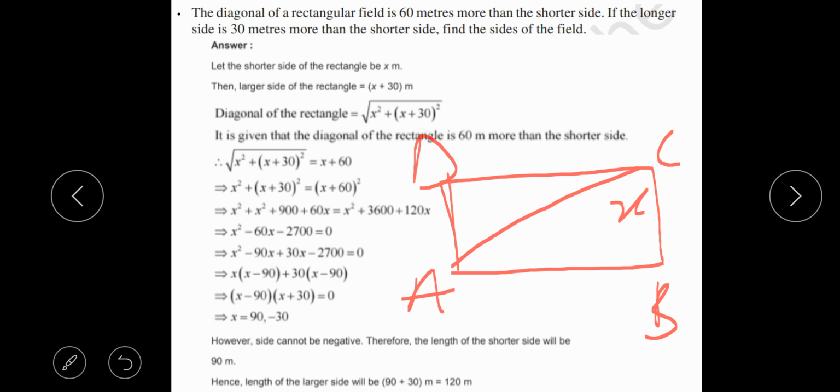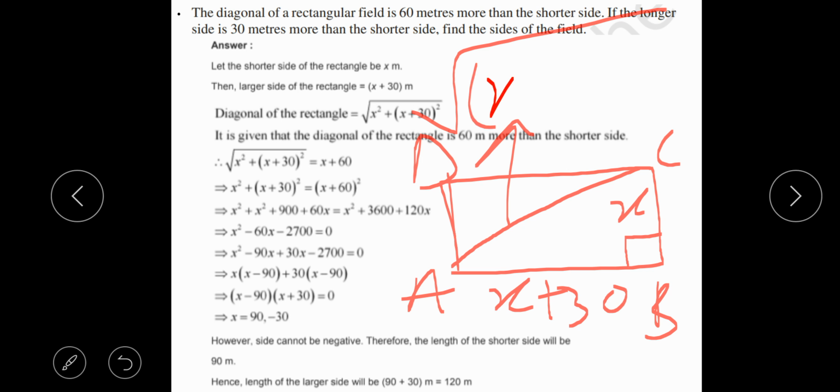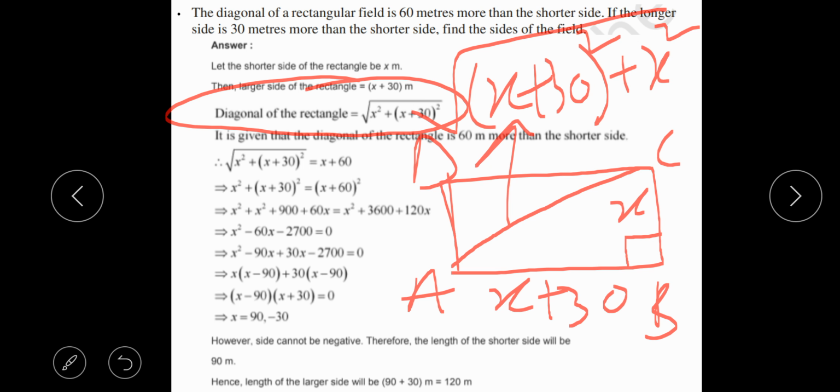If your shorter side is x, then obviously the longer side is x plus 30. Now in this one, if this is a right angle, this is a rectangle. Now this triangle ABC is a right angle triangle. Now by using Pythagoras, this diagonal AC is the square root of (x plus 30) whole square plus x square. Now by using this you will get a diagonal.